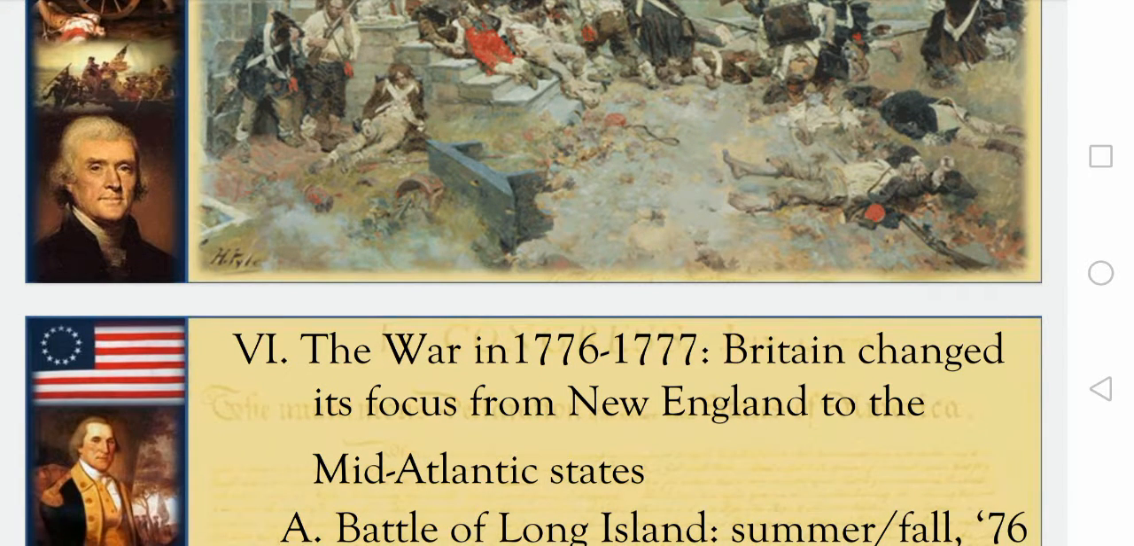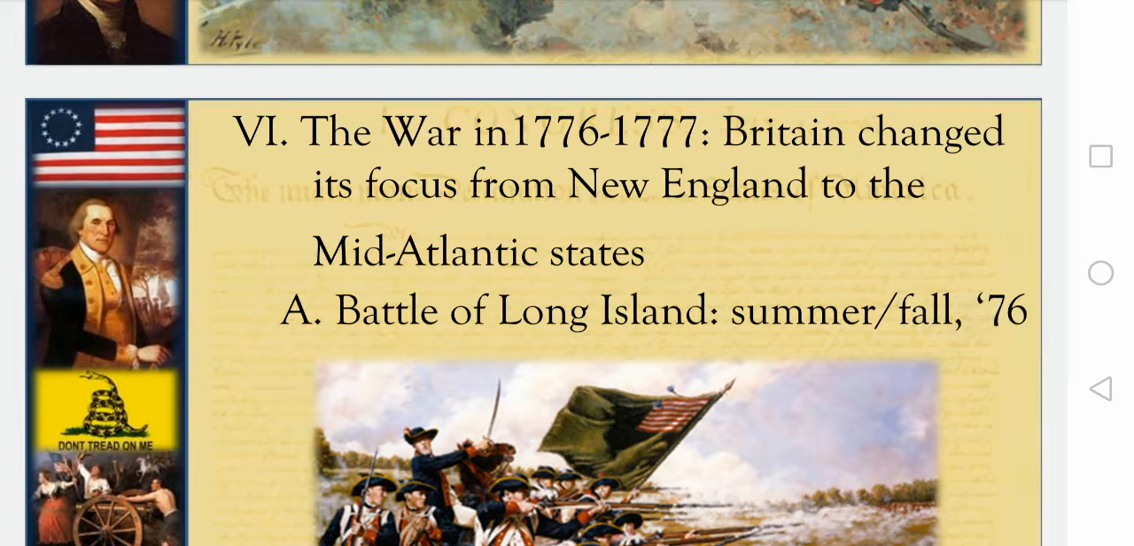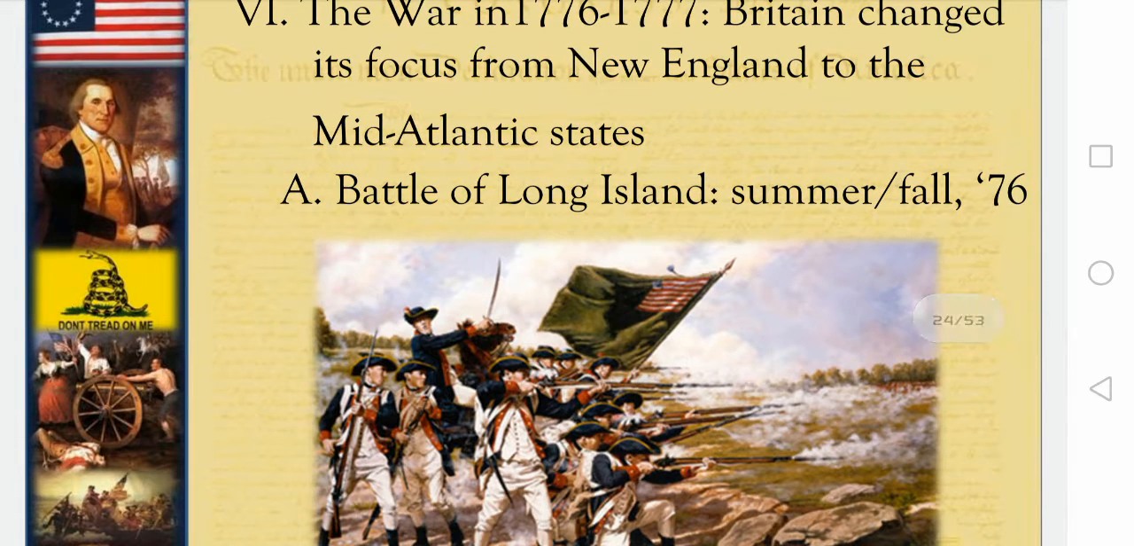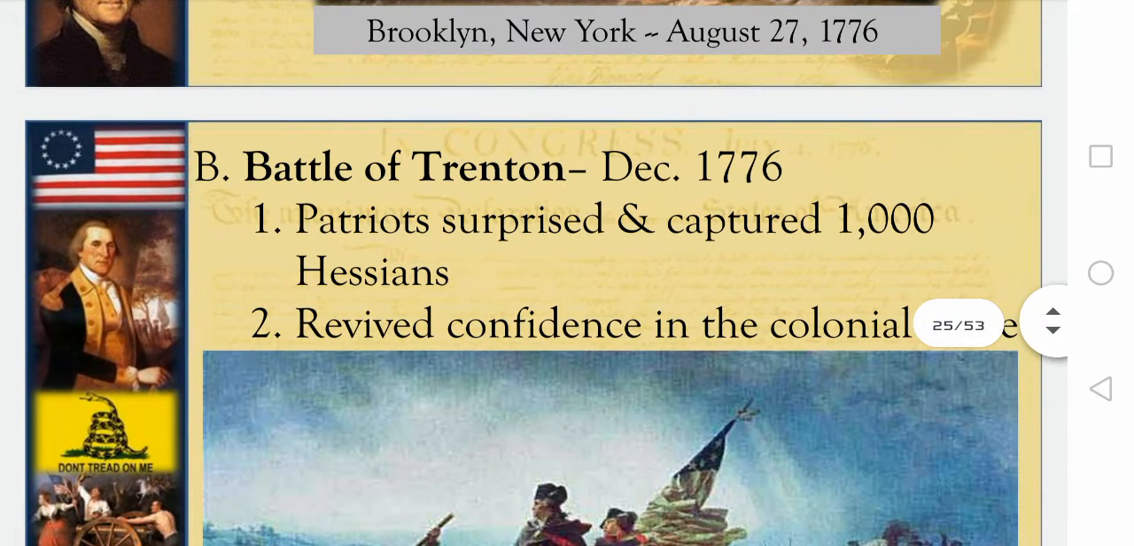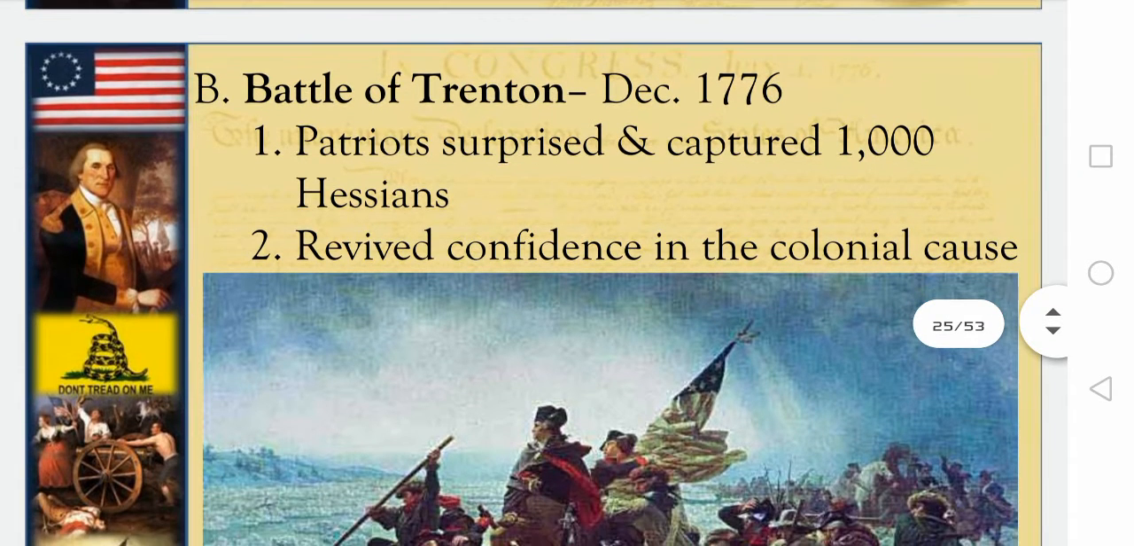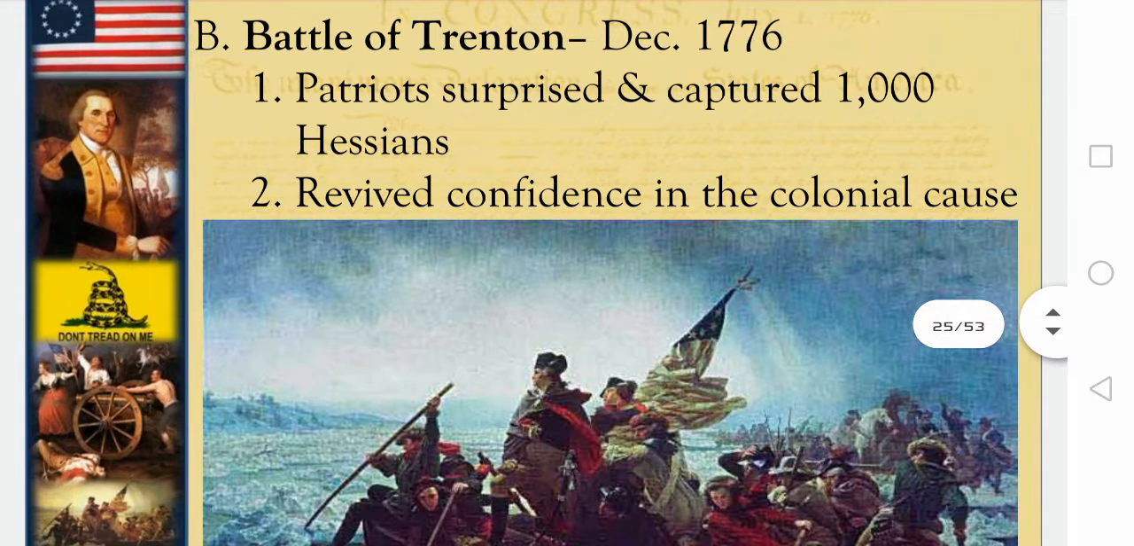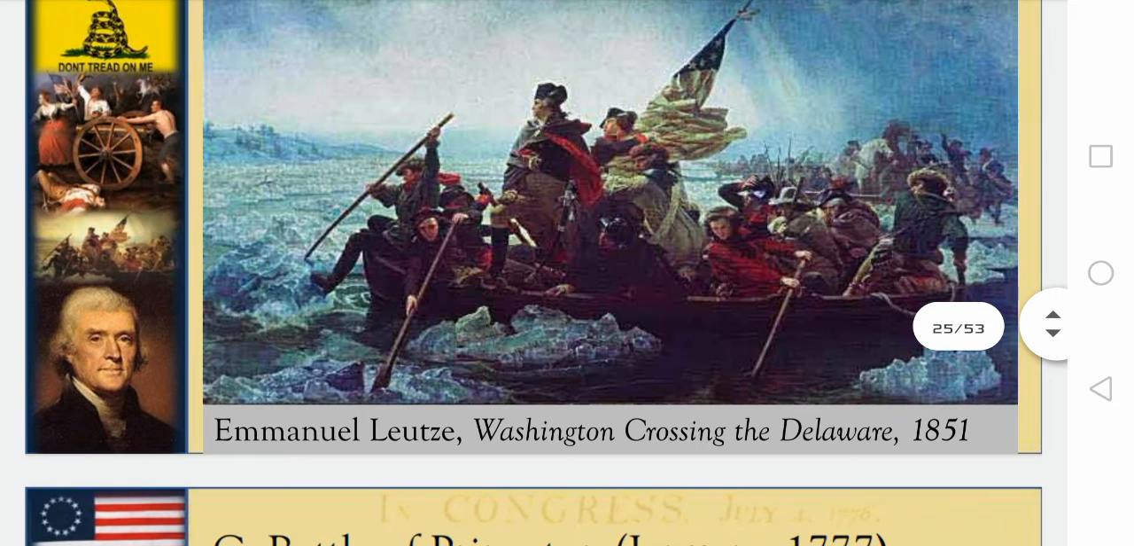The war in 1776 and 77, Britain shifted its focus from New England to the mid-Atlantic states, and then the Battle of Long Island, summer and fall 76. That's the picture of Brooklyn, New York, August 27, 1776. And that is the Battle of Trenton, December 76. The Patriots surprised and captured 1,000 Hessians and revived confidence in the colonial cause.